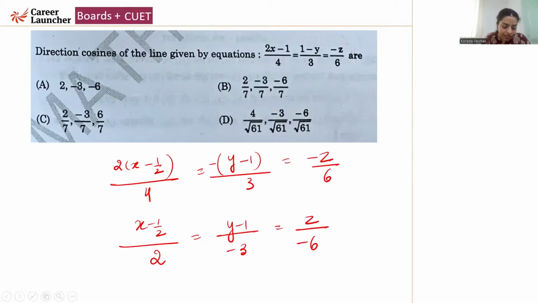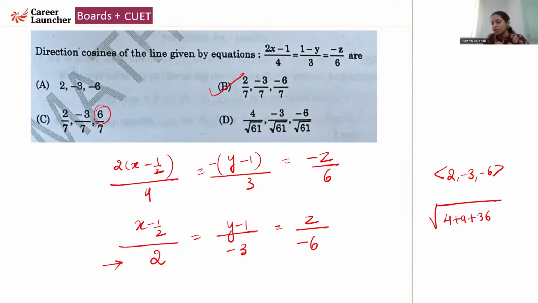Now we know the direction ratios, that it is going to be 2, minus 3 and minus 6, and now you are going to simply calculate the direction cosine. First calculate the magnitude, which is going to be 4 plus 9 plus 36, which is 49, so it is going to be 7. So the only option which has all the values is option number B. So B is right, and C is wrong because it has positive 6 while the value is negative 6.